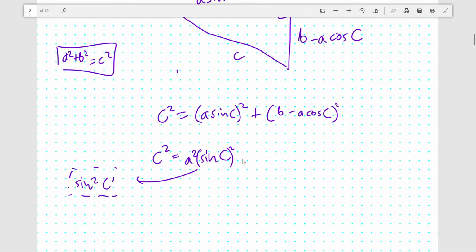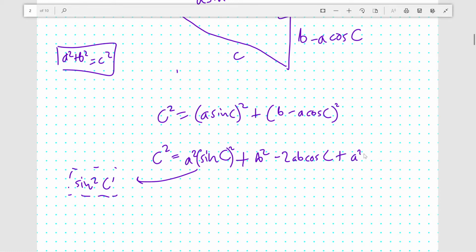And then plus b squared, and then because we know that (a minus b) squared is a squared minus 2ab plus b squared, here we get minus 2ab cos C, and then finally plus a squared cos squared C.